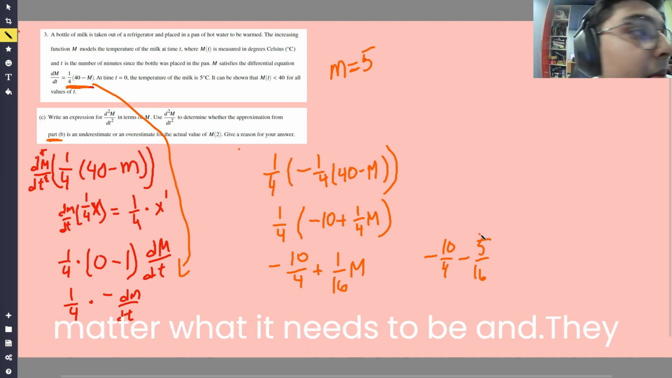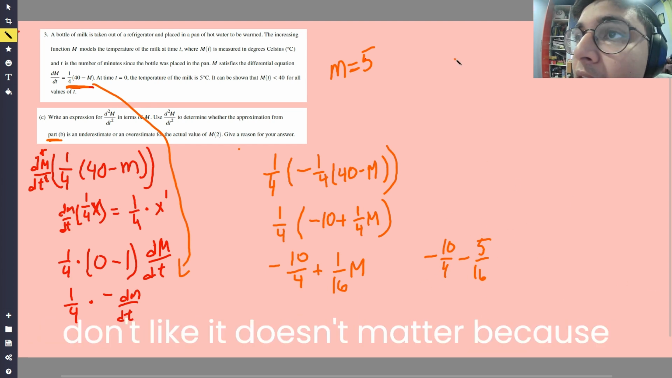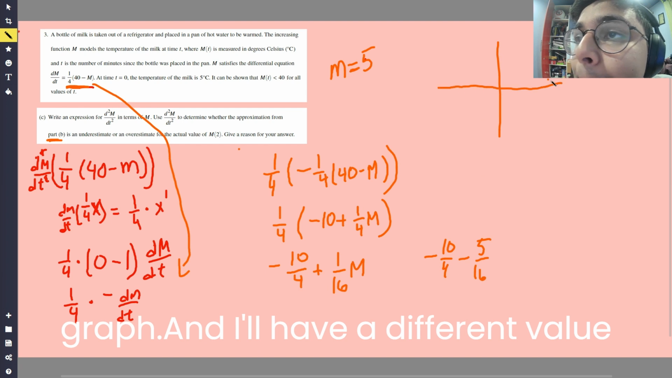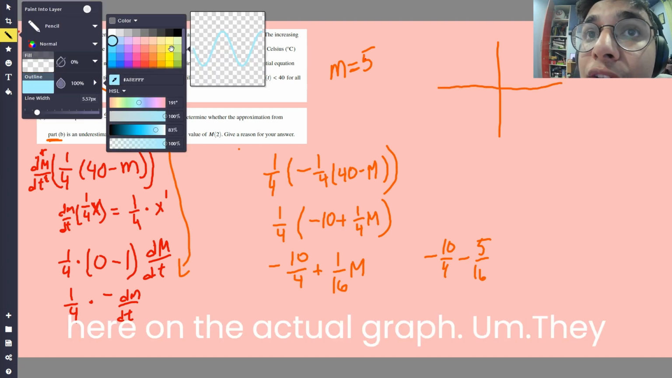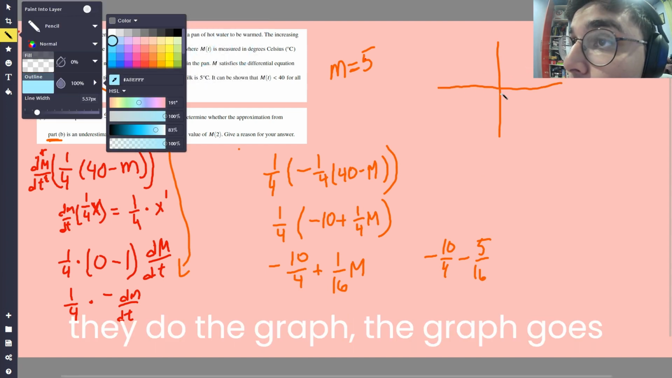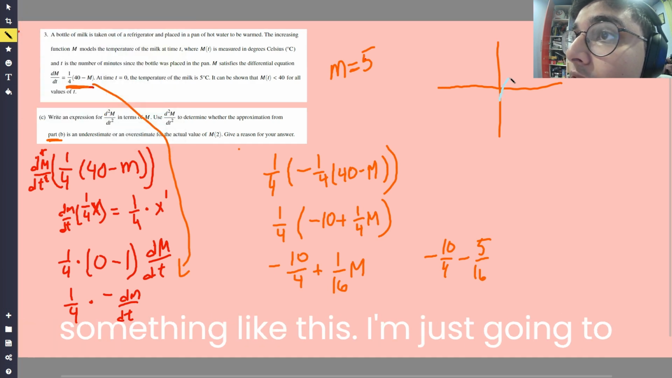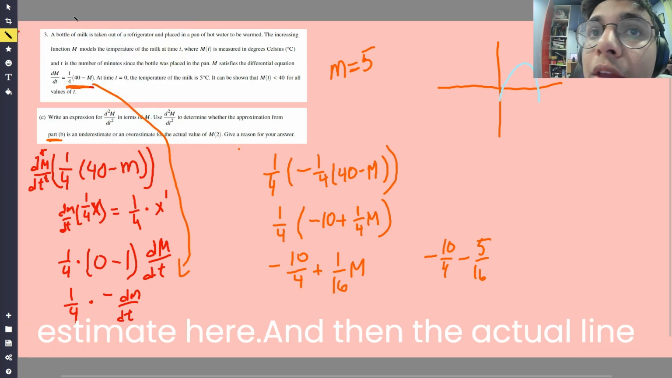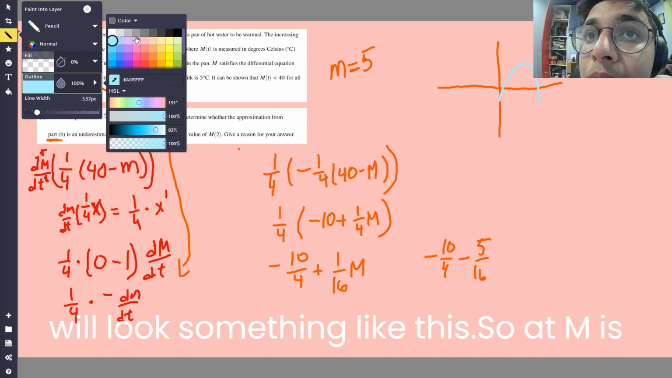Because it's a negative value, it doesn't really matter what it needs to be. It doesn't matter because that means we know that on the actual graph, the graph goes concave down. So this means that it goes something like this. I'm just gonna estimate here, and then the actual line will look something like this.